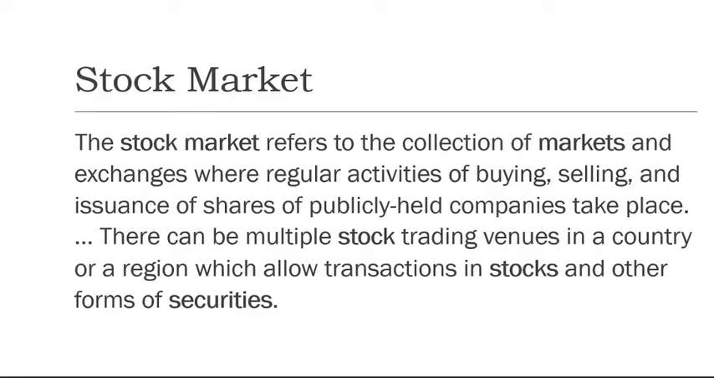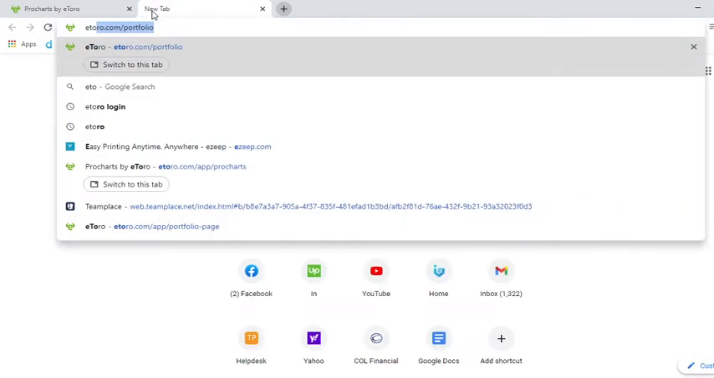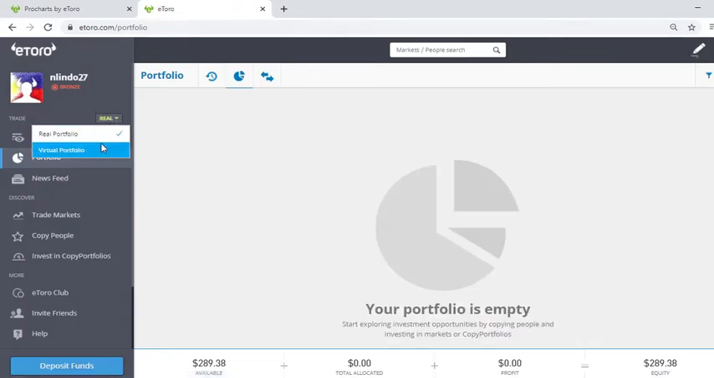Okay, let's go ahead. Stock market, according to Investopedia, refers to the collection of markets and exchanges where regular activities of buying, selling, and issuance of shares of publicly held companies take place. There can be multiple stock trading venues in a country or a region which allow transactions in stocks and other forms of securities. So the stock market is anything that we auction for a specific price, where people trade in value and in various securities like crypto, commodities, exchange. The best example is eToro. eToro is actually a platform for your stocks.